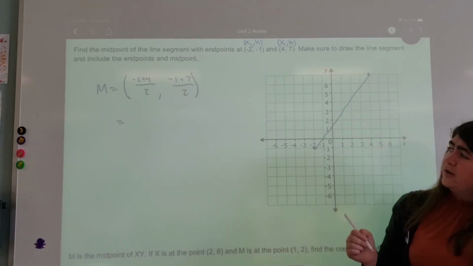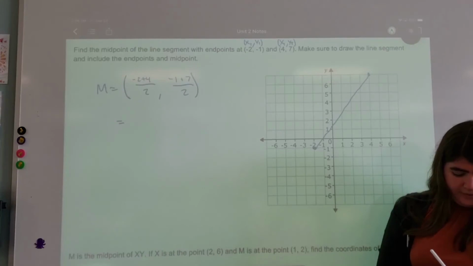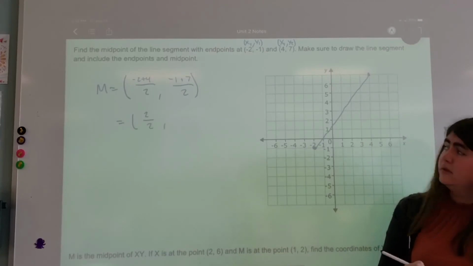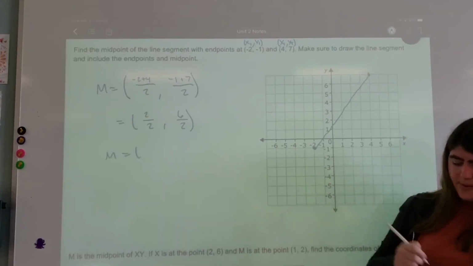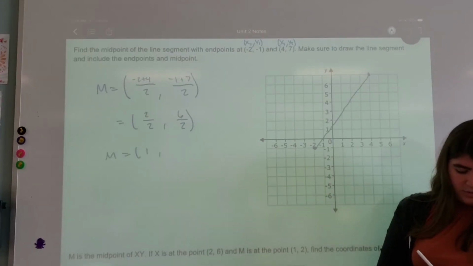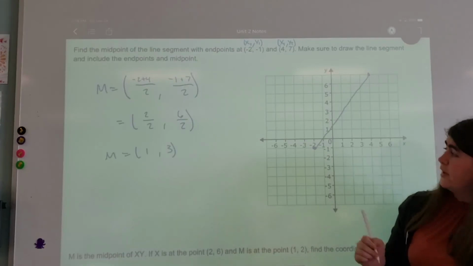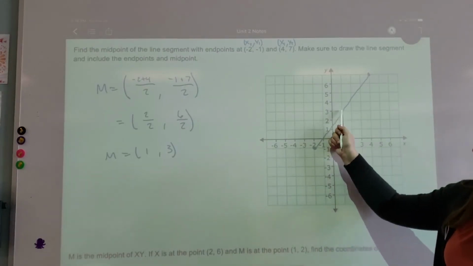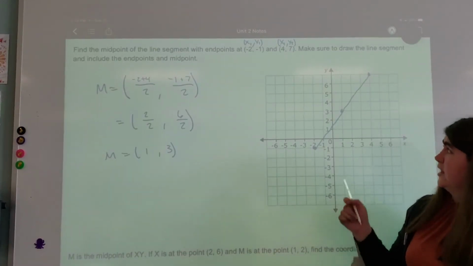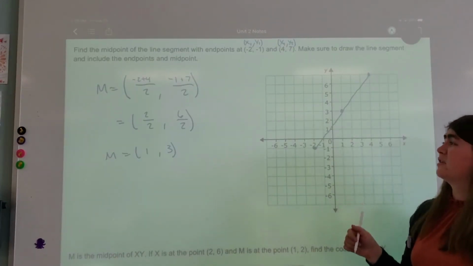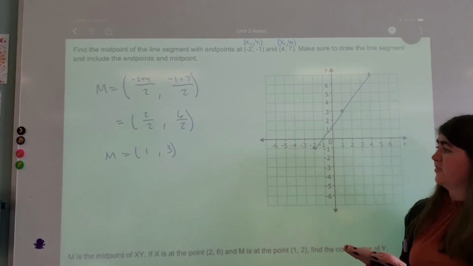-2 plus 4 is equal to 2, so I have 2 over 2. And then I have -1 plus 7, which is equal to 6 over 2. So that means my midpoint is at the point 2 divided by 2 is 1, 6 divided by 2 is 3. So my midpoint is at the point (1, 3). And if you didn't use a ruler, then your point might not be exactly on the line like mine isn't. As long as it's very close, then that is fine.